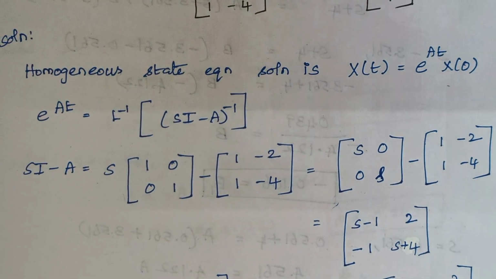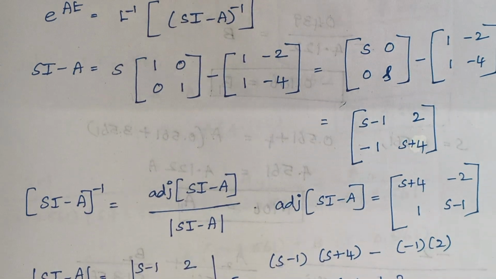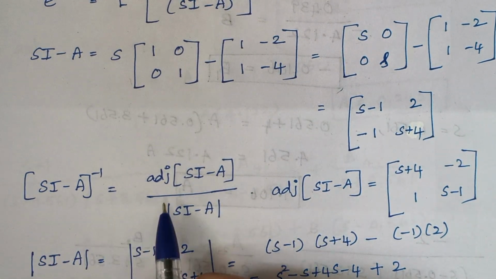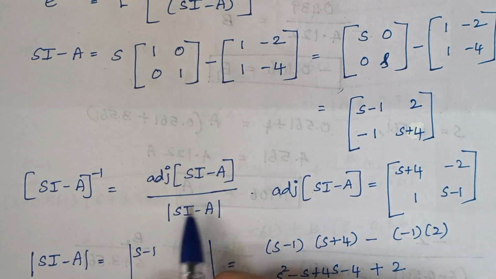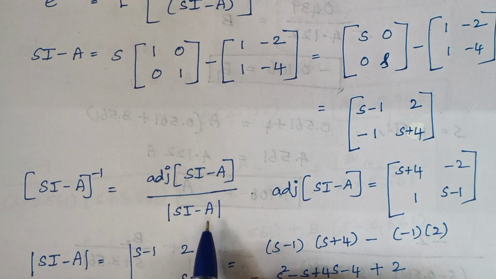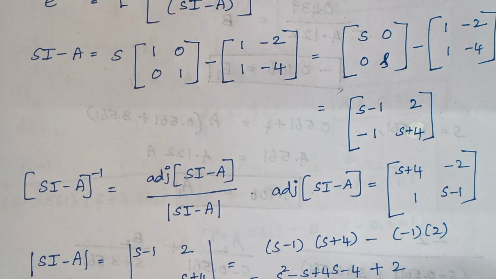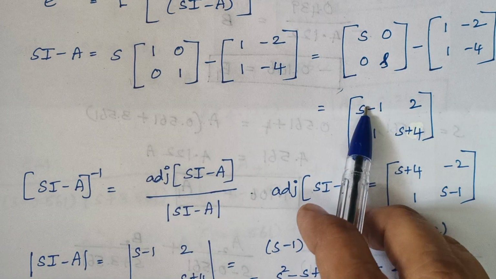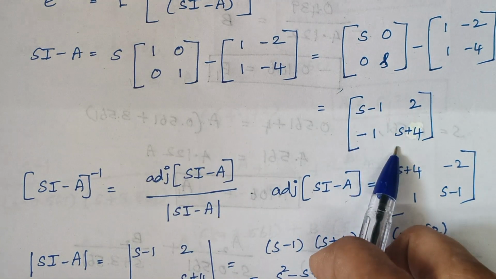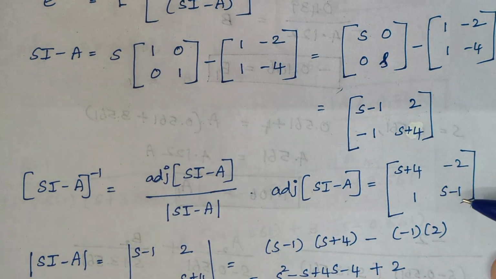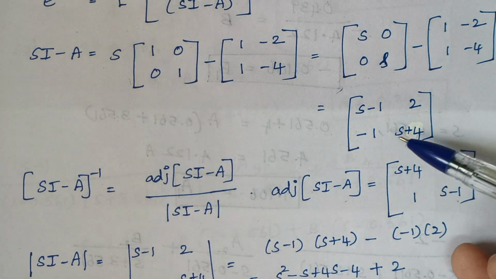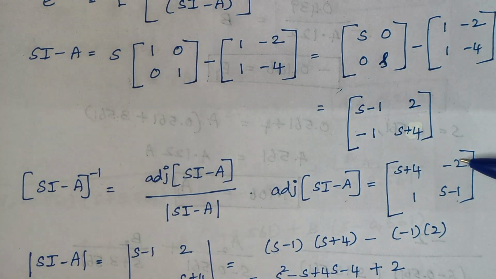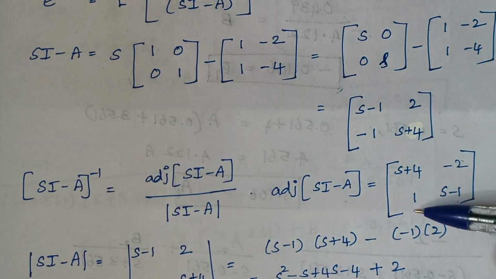Right. The next step is we are going to calculate (sI minus A) the whole inverse. This is given by the formula adjoint of (sI minus A) divided by mod of (sI minus A). The adjoint of (sI minus A) is nothing but we have to interchange these two values. So when you interchange, it becomes S plus 4 and S minus 1, and for these two numbers the sign should be changed. Here plus 2 becomes minus 2 and here minus 1 becomes plus 1.